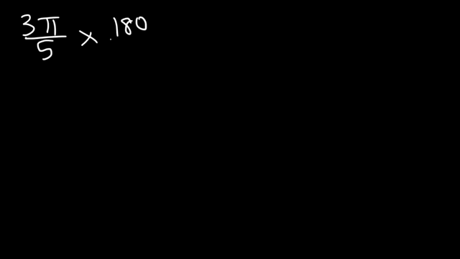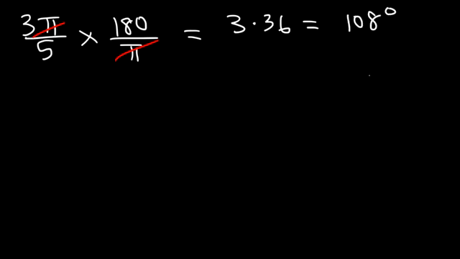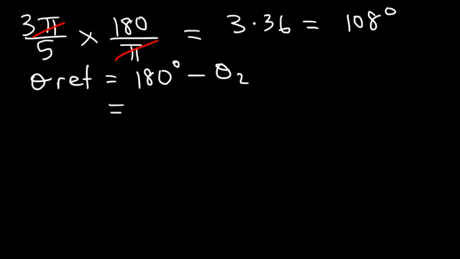Let's multiply by 180 divided by pi. So we have 3 times, now 180 divided by 5 is 36. So this is 3 times 36. If we multiply that by 3, this is 108. So 108 is in quadrant 2. And to find the reference angle in quadrant 2, it's going to be 180 minus the angle in quadrant 2. So in this case, 180 minus 108. So this will give us an angle of 72.